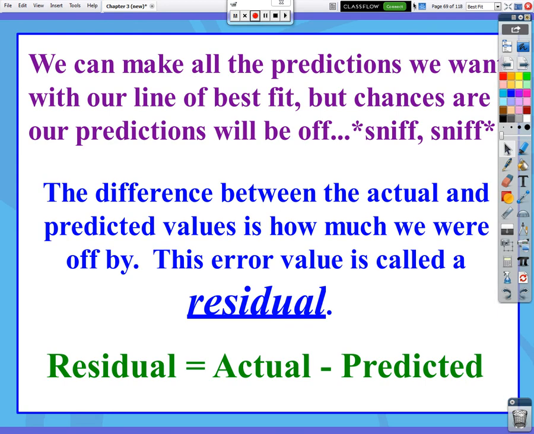Now, we can make all the predictions we want with our line of best fit, our LSRL, but chances are our predictions will unfortunately be off. And it's not our fault, it's just that the data is not perfect. So the difference between the actual and the predicted values is how much we were off by, and we call this particular error value a residual.